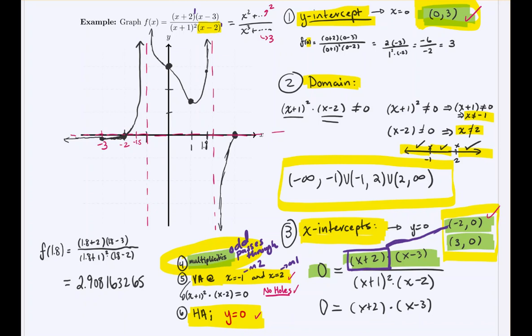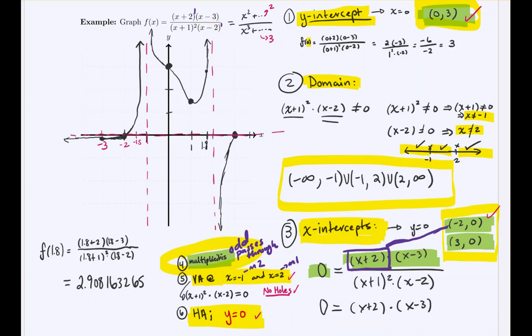Now we need to know, is it going to bounce back down, or is it going to pass through? That's all about, first you could just plot points. For instance, this is at 3. So you could plot the value at 4 and see if it's above or below, that works. But if you want to reason based on multiplicity, you would look at the term that created this x-intercept.